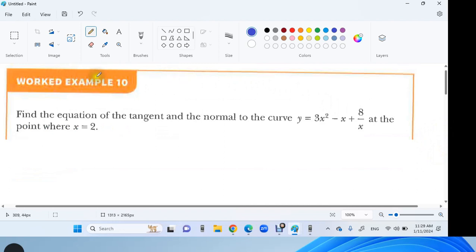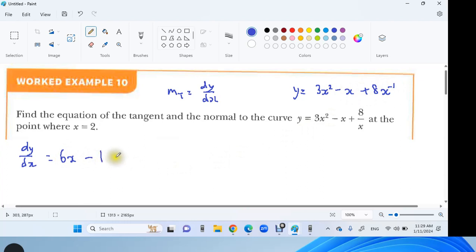So we look at worked example number 10. Find the equation of the tangent and the normal to the curve at this point. So we find dy/dx. We know that the gradient of the tangent is dy/dx. The y here is equal to 3x squared minus x plus 8x to the power -1. Then it's 6x minus 1 minus 8x to the power -2, so it is 6x minus 1 minus 8 over x squared.